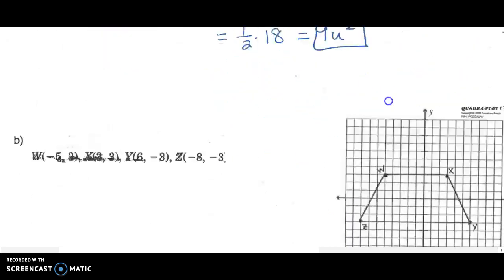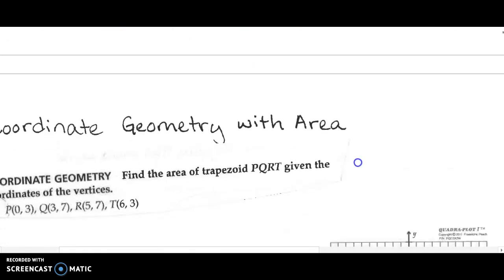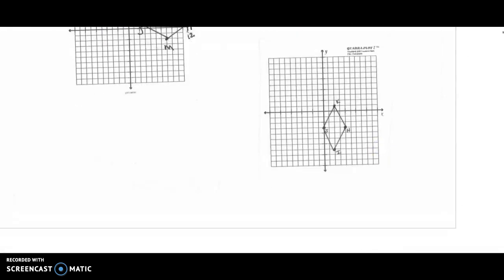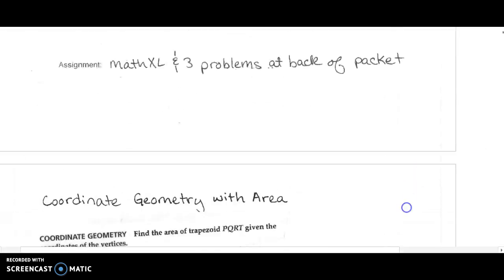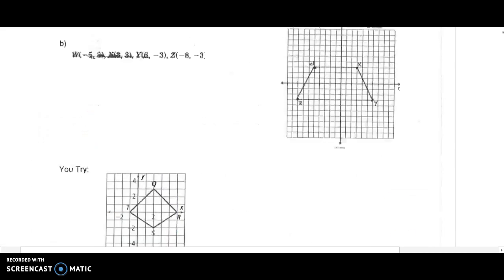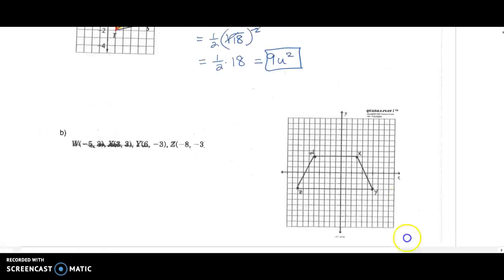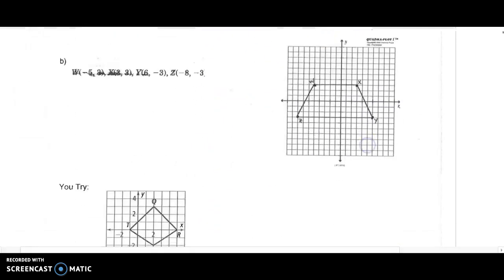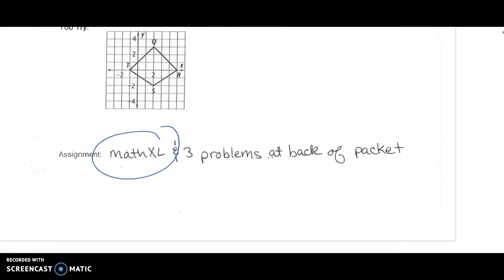Now, fast forward, your homework is going to be 3 of these grid problems at the end of your packet, and then you also have Math Excel over area of trapezoids, rhombuses, and kites. I want you to work through these examples in the note packet with your groups today in class, and then if you finish early, you can start on the homework. I hope to be back Monday, and I'll see you then.